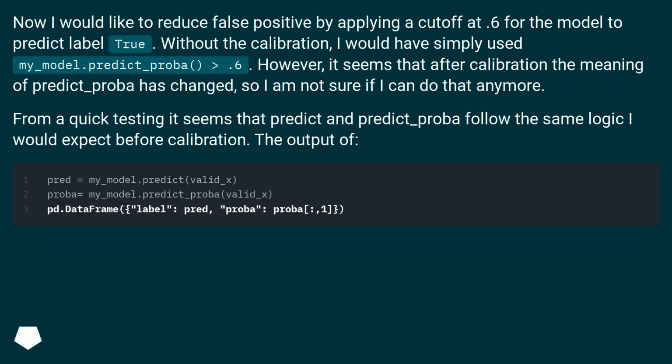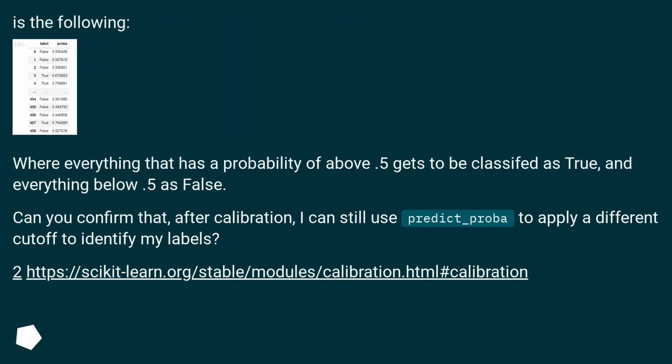can do that anymore. From a quick testing, it seems that predict and predict_proba follow the same logic I would expect before calibration. The output of predict is the following, where everything that has a probability of above 0.5 gets to be classified as true, and everything below 0.5 is false. Can you confirm that, after calibration, I can still use predict_proba to apply a different cutoff to identify my labels?